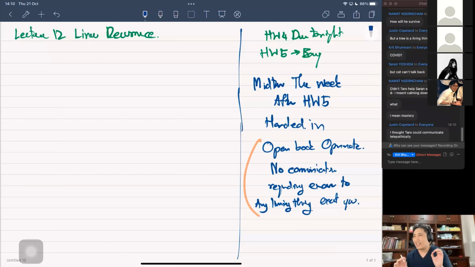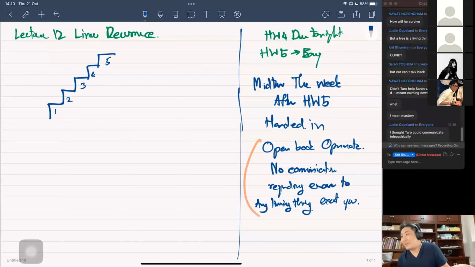Okay, so let's get back to our thing. Our thing today is about linear recurrence. So the problem is the following. You have a stairs, with 5 steps, right? 1, 2, 3, 4, 5. And you want to figure out the ways to walk upstairs.